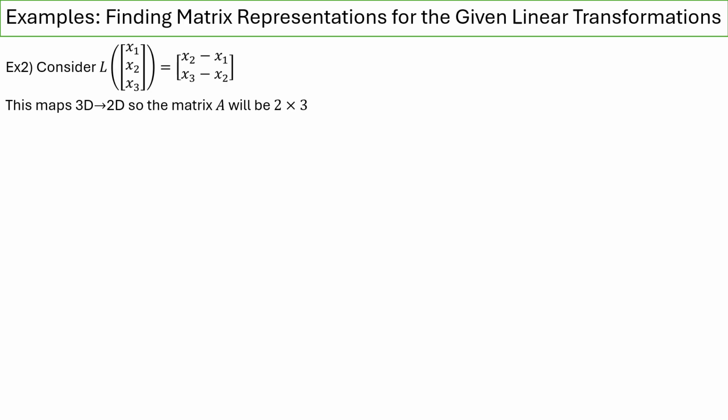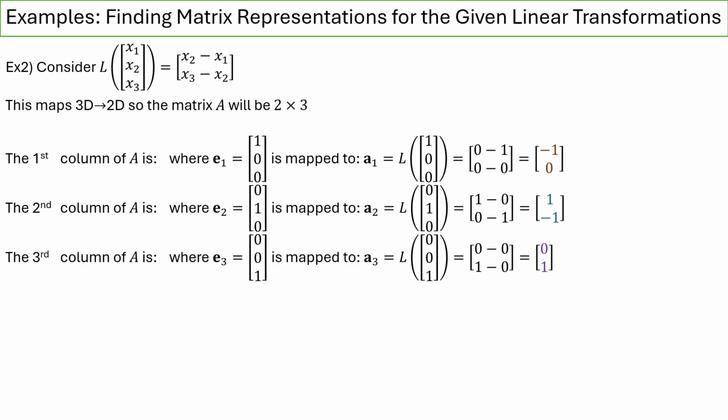Here's our example 2. We have a slightly more complex rule this time, but you're going to be great at it. Our function L takes a vector with components x1, x2, and x3 as input. It outputs a 2D vector where the top entry is the difference x2 minus x1, and the bottom entry is x3 minus x2. Just like before, mapping 3D inputs to 2D outputs means we're looking for a 2 by 3 matrix. So we find the columns by plugging in the standard basis vectors.